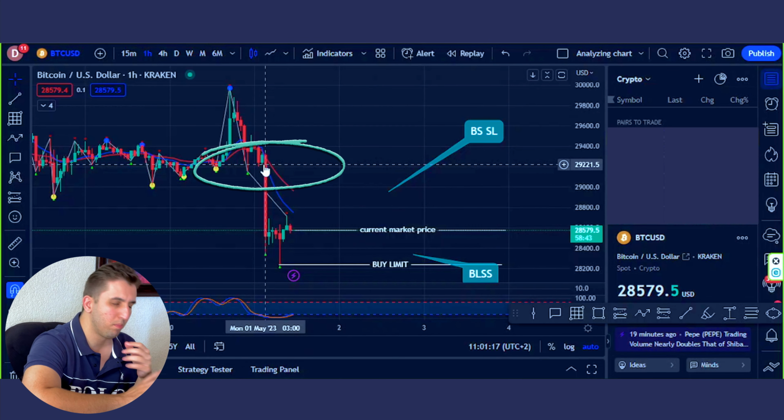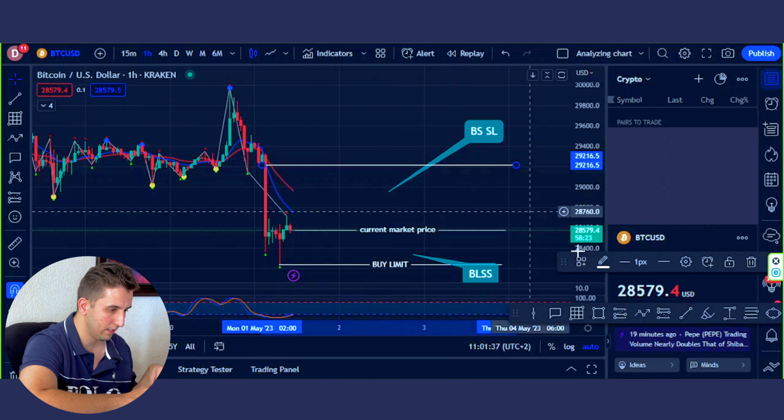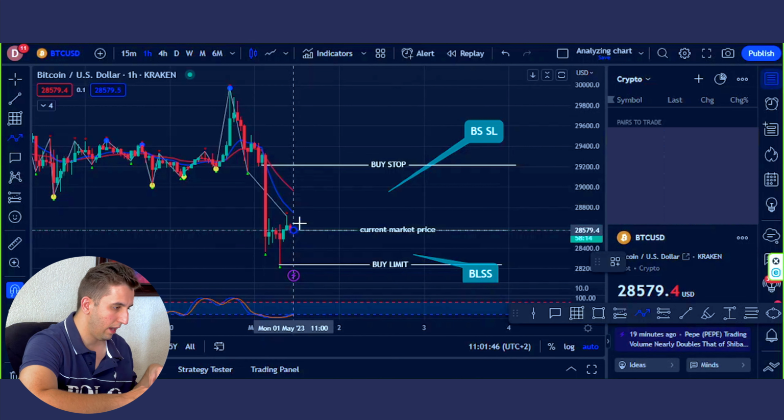Similarly, if I want to buy above the current market price, some people have different strategies. They say, okay, when Bitcoin comes above this point, it's validation that we're moving upwards and it's going to go up. So that's confirmation for some people. They would want to buy above where we currently are. We would use a buy stop here. We're here, and we'd only get in once price comes and touches this point.